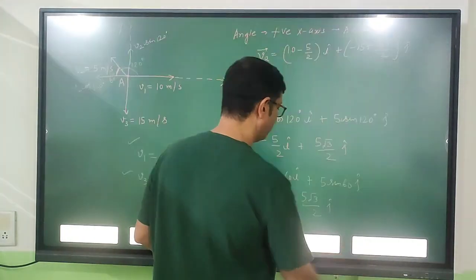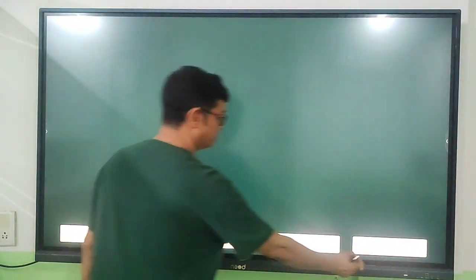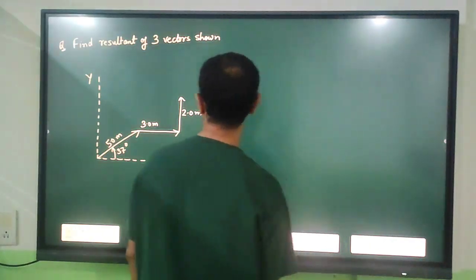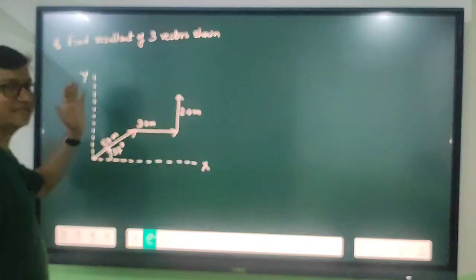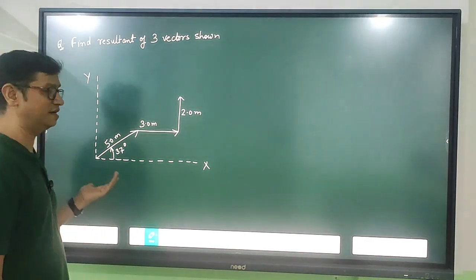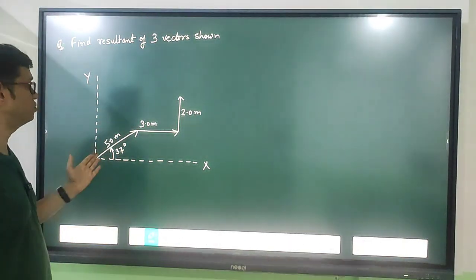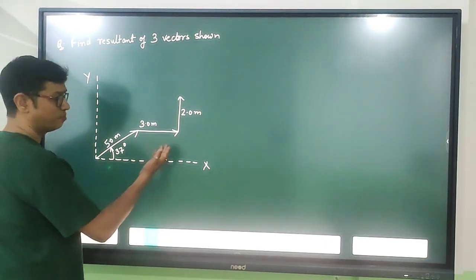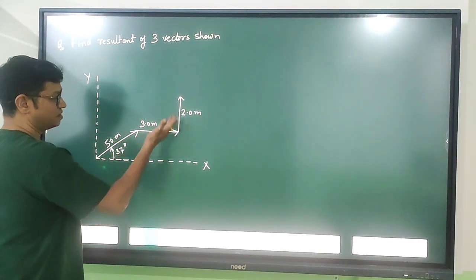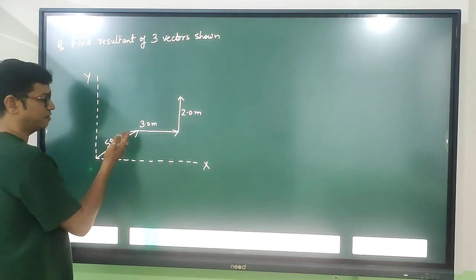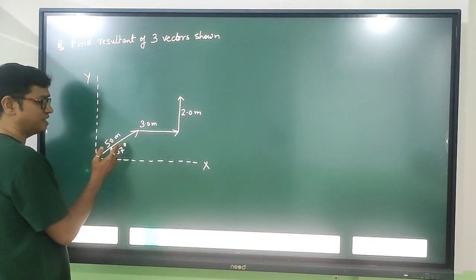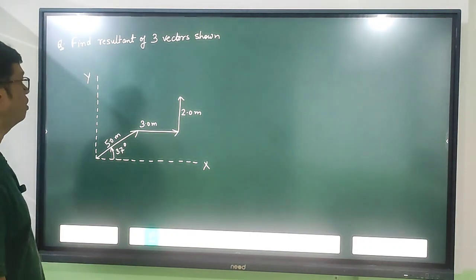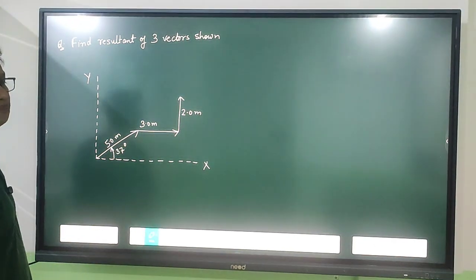Okay? So now we'll take one more example here. I've taken this example from the H.C. Verma book, right? Find the resultant of the three vectors shown. So there are three vectors. Maybe these are displacement vectors. The object might be under motion, right? And then the object is moving like this. So there are three displacements. First 5 meters at an angle of 37 degrees from the x-axis, then 3 meters, then 2 meters like this. And now we are supposed to find the resultant of these three vectors.